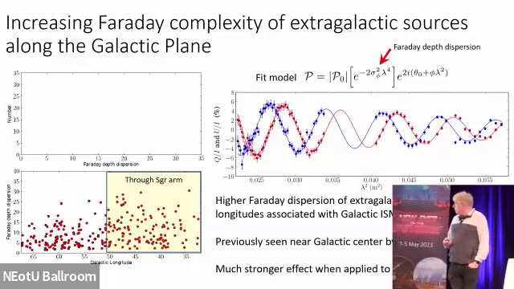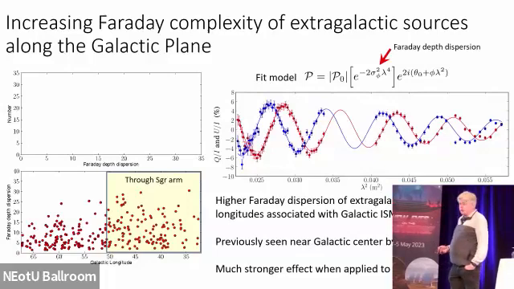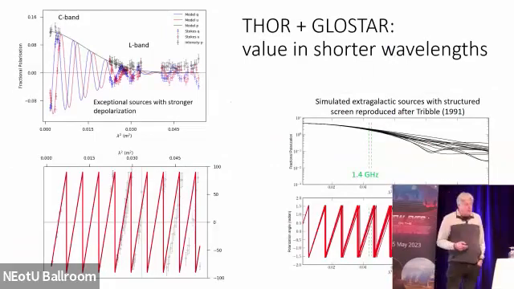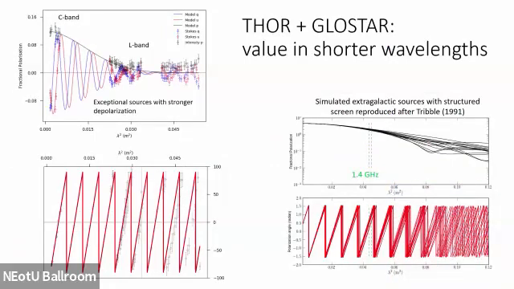This had been seen once before by Livingstone et al. 2021, in one field near the galactic center. Combining with GLOSTAR, so now we include THOR and C-band, we found some sources where this is actually quite strong. So this is the C-band data. It's a small minority, so I would call this a few percent of the population, but we sometimes get rather strong effects, which shows the importance of the shorter wavelengths.